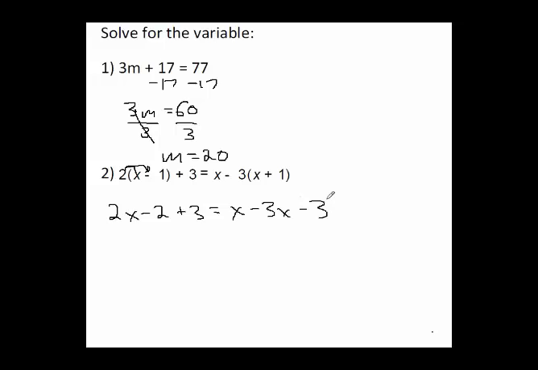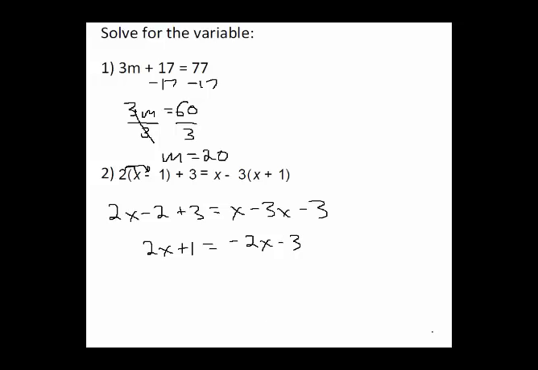When you have situations like this, the first thing you want to do is combine what you can combine. So on the left side, for example, we can say 2x, and then combine the negative 2 and the positive 3 into positive 1. And on the right side, we can do x minus 3x, which is negative 2x, minus 3. Now we've got letters on both sides.